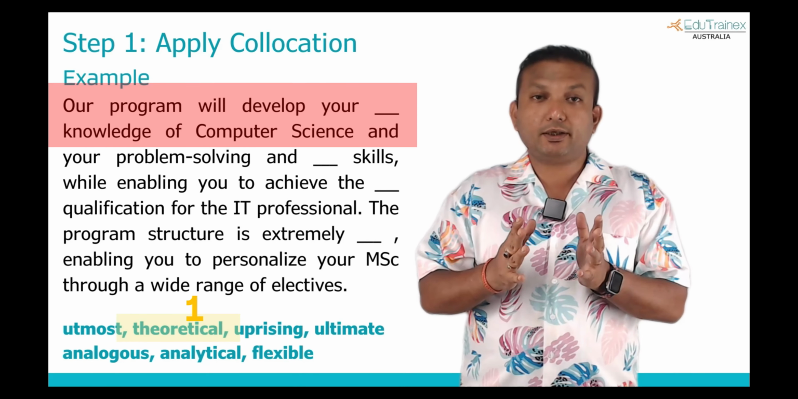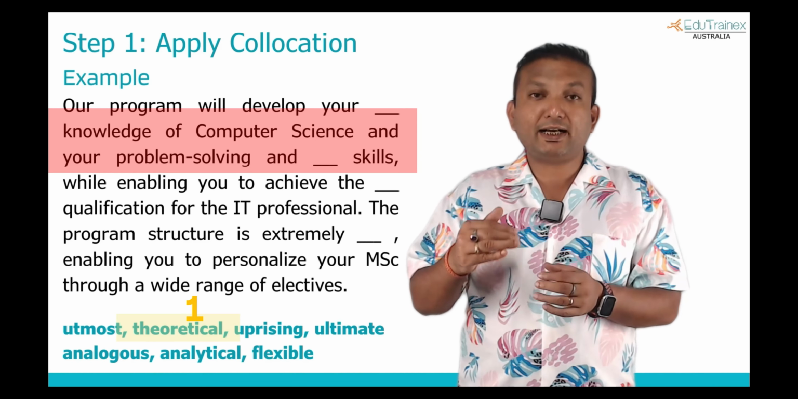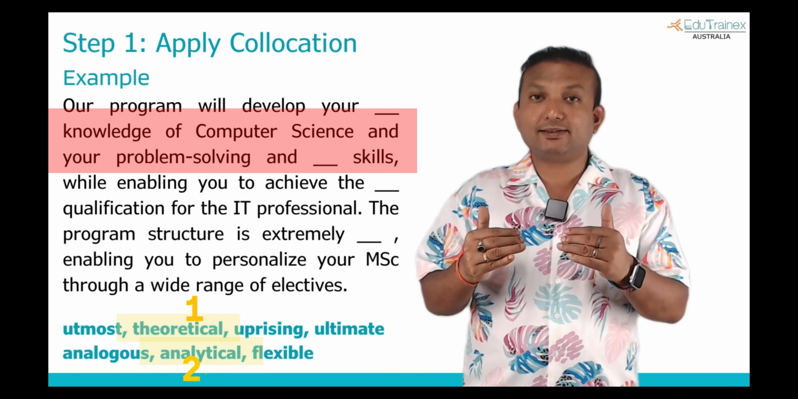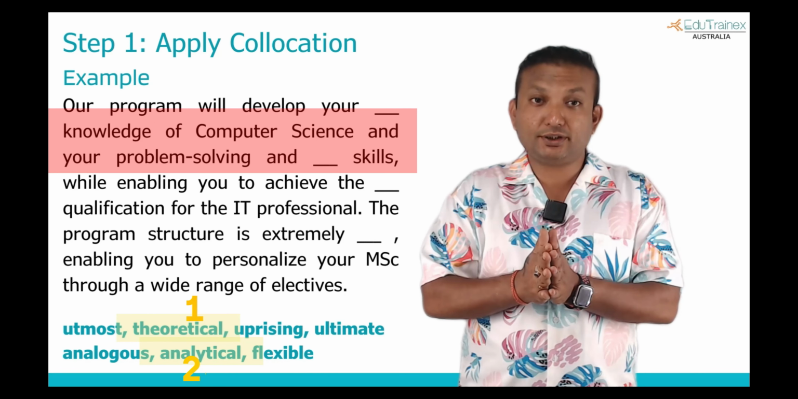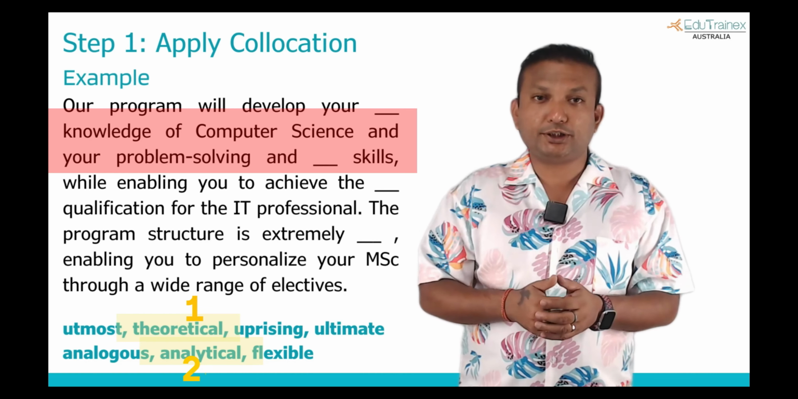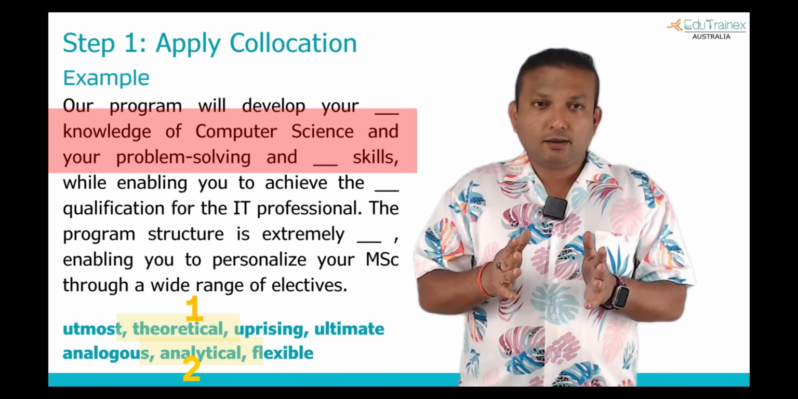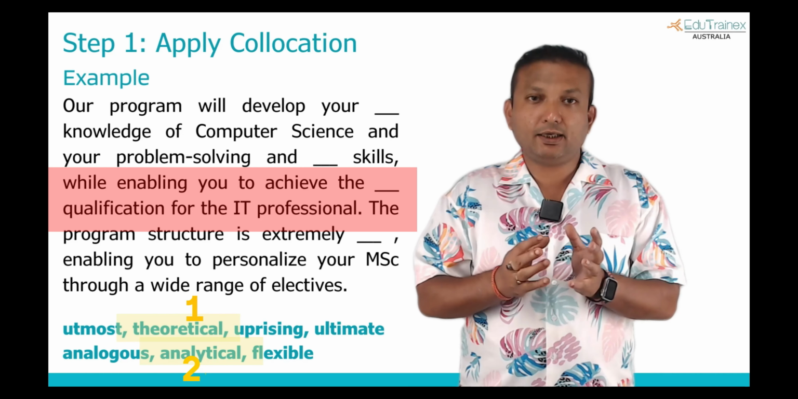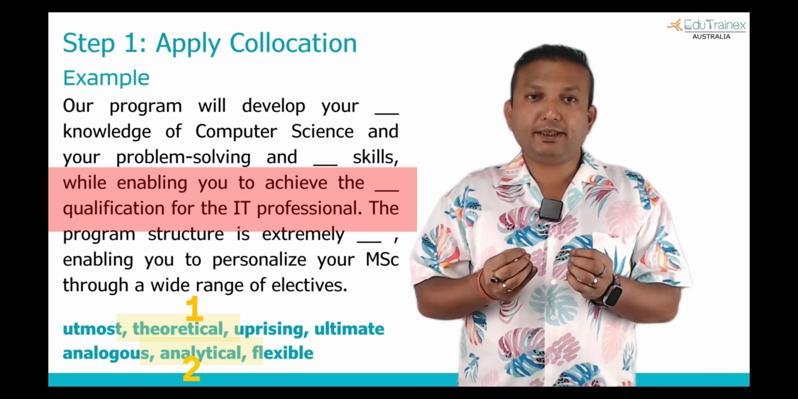The next one: theoretical knowledge of computer science and your problem solving and dash skills. Now you pick up the word analytical. Analytical skills collocate, and this is one of the options here, also fitting meaningfully. In the end, everything has to fit meaningfully, so that's what you need to check. The next blank: while enabling you to achieve the dash qualification for the IT professional. While enabling you to achieve the what? Something like the best qualification or the highest qualification, something of that sort. Utmost qualification is a collocation that is used often in everyday language, and that is one of the options.